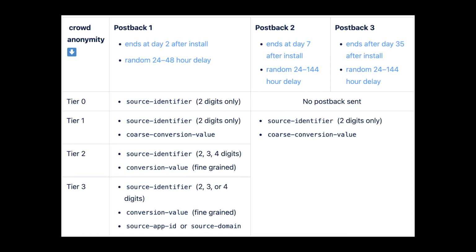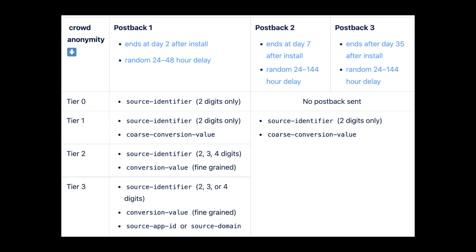Apps should be able to measure re-engagement now. And who is going to receive postbacks 2 and 3? Only the developer and the winning ad network. Finally, Apple has added web to app attribution in SKAN 4.0. Let's look at the SKAN 4.0 image again, and I missed one detail. When the app is at tier 3, Apple will send you the source app ID or the source domain, if you're using web to app attribution.